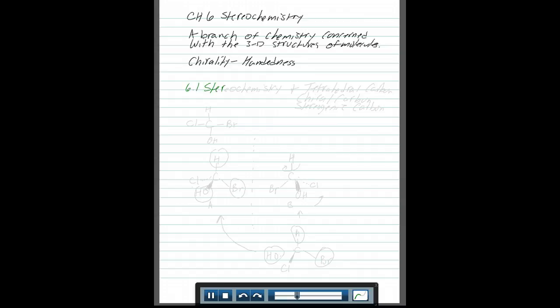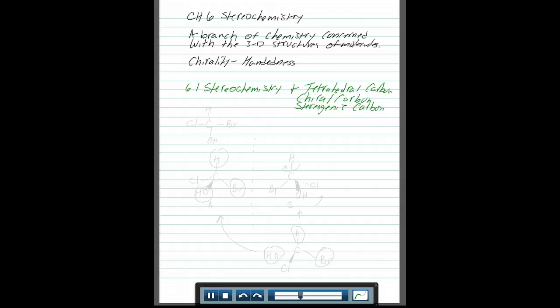So the branch of chemistry is called stereochemistry. All right, and stereo implies three dimensions, and something the book calls the tetrahedral carbon. I'm going to call it the chiral carbon, or another form is a stereogenic carbon. These are all the same words that mean the same thing. Okay, it only occurs on a tetrahedral carbon.